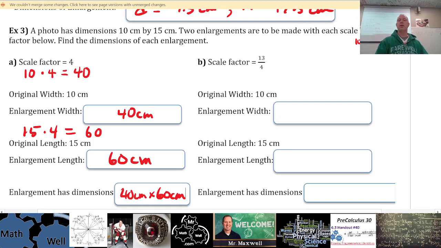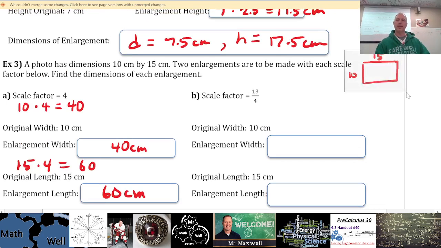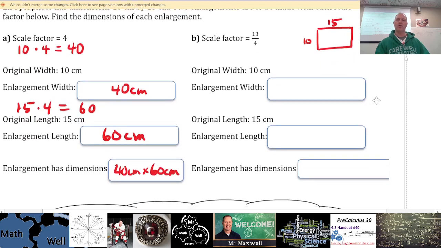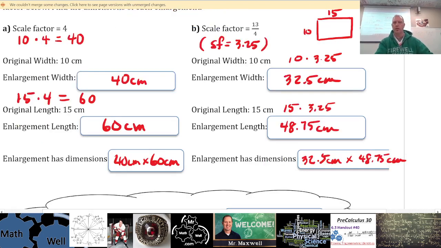Okay, why don't you do B on your own, and then I'll show you my answers in a minute, and you can compare and see if I did it right. Okay? So B, we have a scale factor of 13 over 4. So how would you make this photo right here? How would that be enlarged by a scale factor of 13 over 4? What would be the new dimensions? So go ahead, take a moment to work on that. So your dimensions should be 32.5 centimeters by 48.75 centimeters.